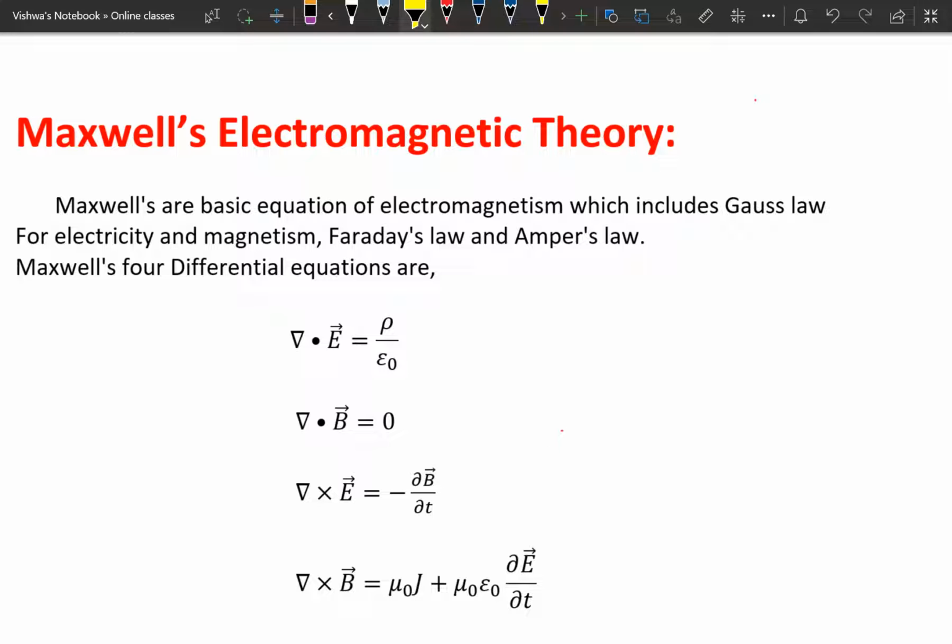In previous videos, we derived two of Maxwell's differential equations. Now, we derive two more equations. Before that, once again, let's see what those differential equations proposed by Maxwell are and what the bases to derive those equations are.